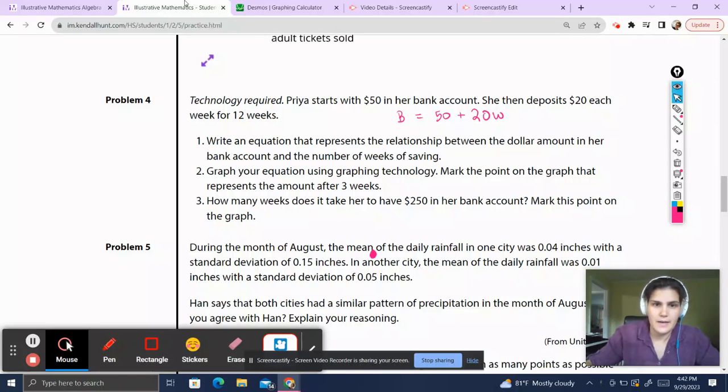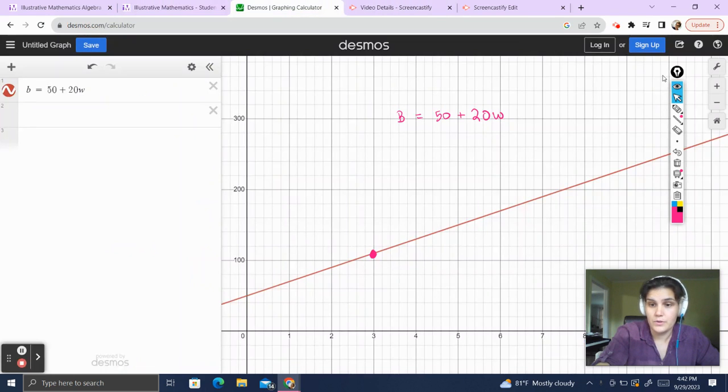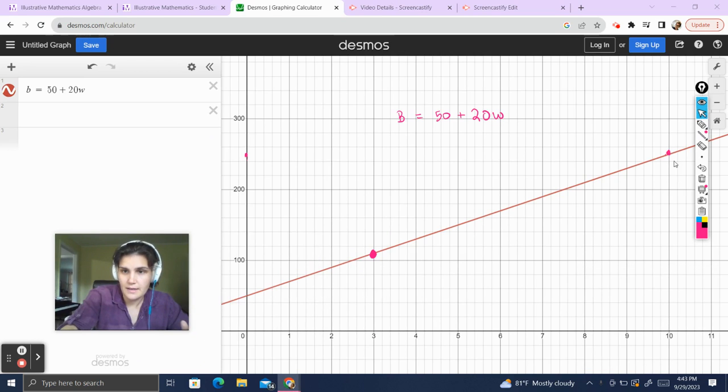Our next question is, how many weeks does it take her to have $250 in her bank account? Mark this point on the graph. So we're going to use the graph for this question. $250 is going to be somewhere between $200 and $300. And the amount of time it's going to take her is right about over here. And we can see it will take her about 10 weeks to get her $250.